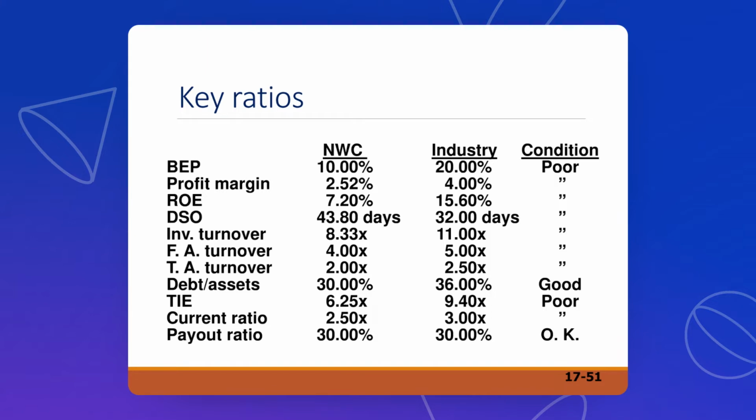Inventory turnover, di ba? The higher, the better. You have 8.33, but the industry has 11.0. FA turnover, you have 4.0, and the industry has 5.0. Poor din. Okay? Mas maganda, mas mataas ang ating turnover. Total asset turnover, 2.0, and the industry has 2.50. Poor din, no? Debt to asset, you have 30%, and the industry has 36%.